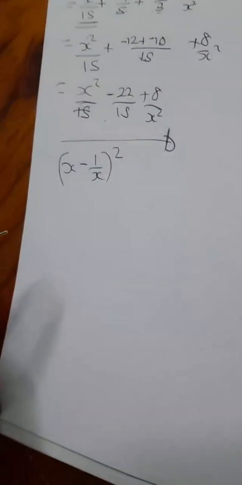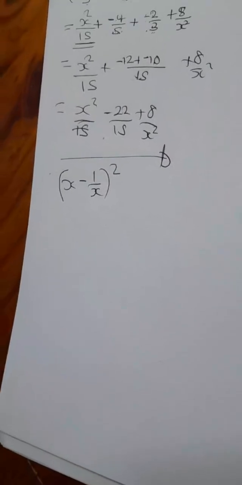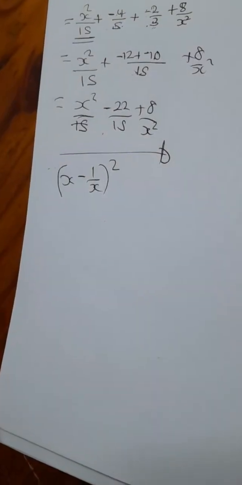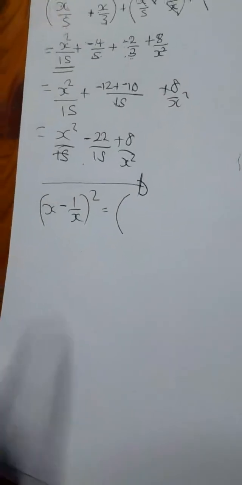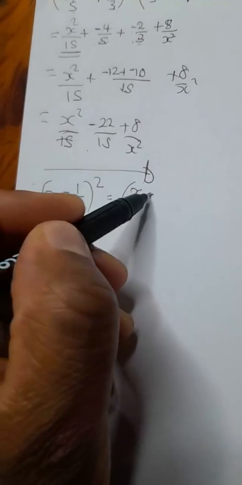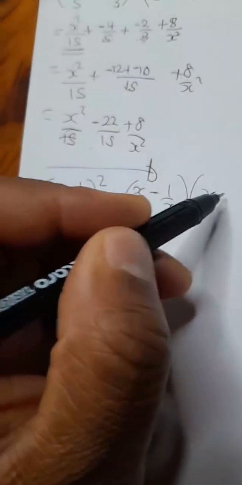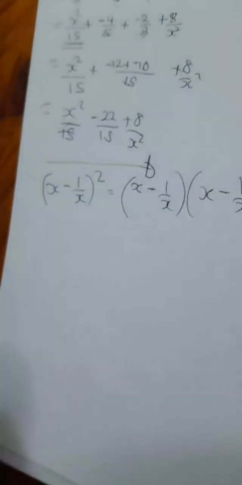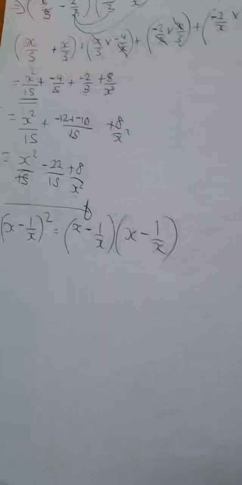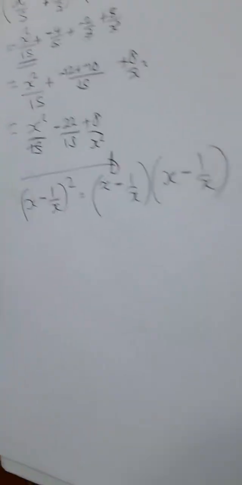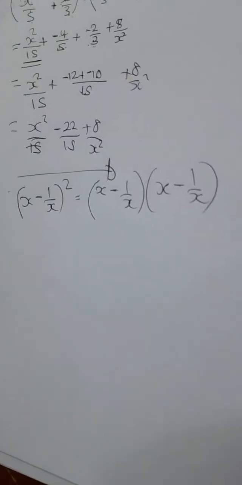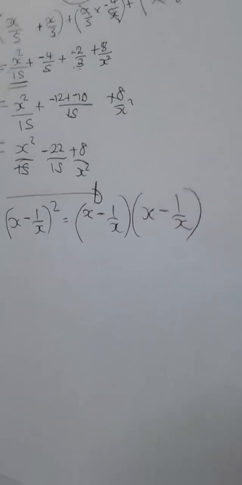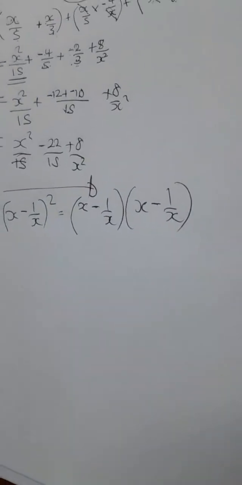x minus 1 over x squared. How can we simplify that? Now, squared simply means we are squaring it twice. So x minus 1 over x squared is the same as x minus 1 over x and x minus 1 over x, like that. Those two are the same and they are equal to one another.